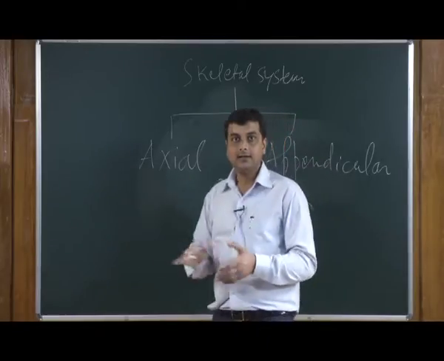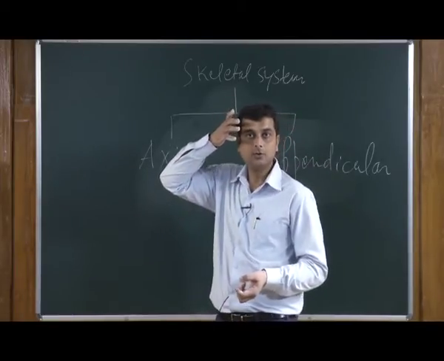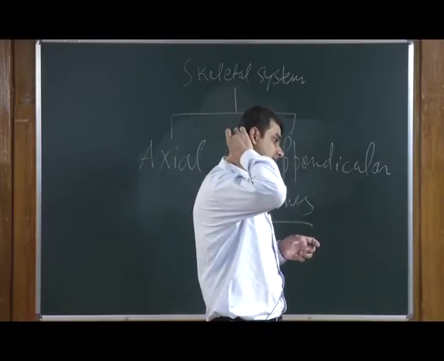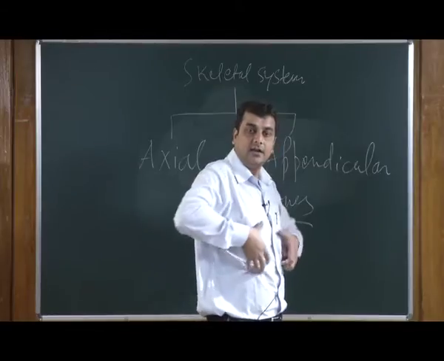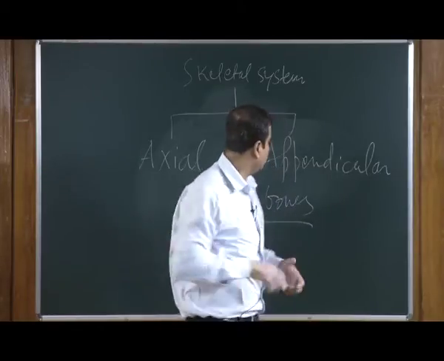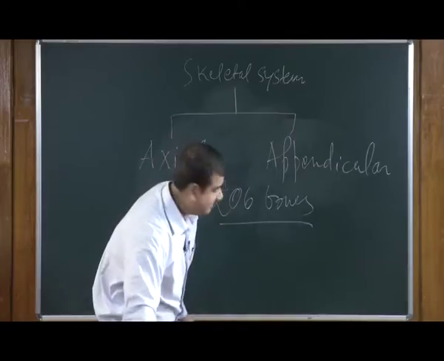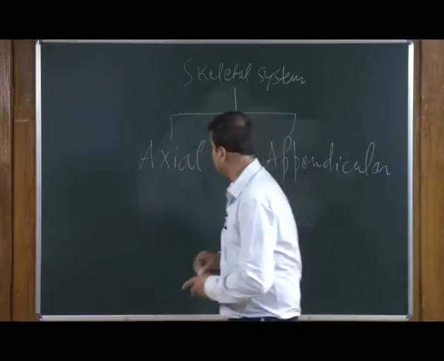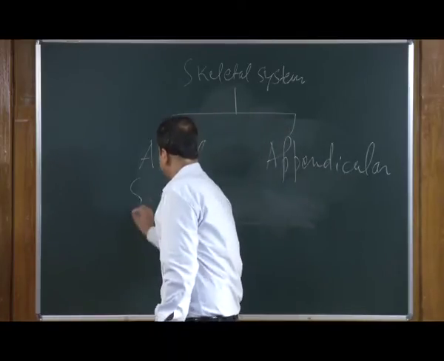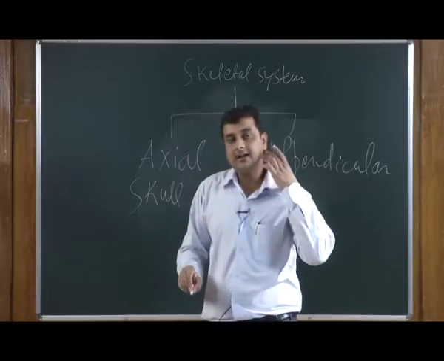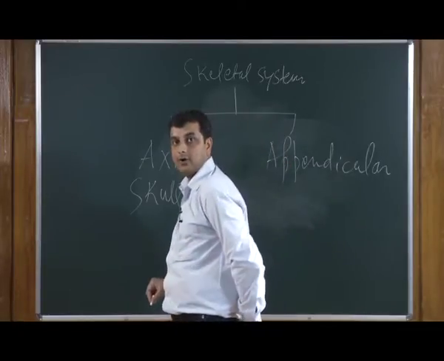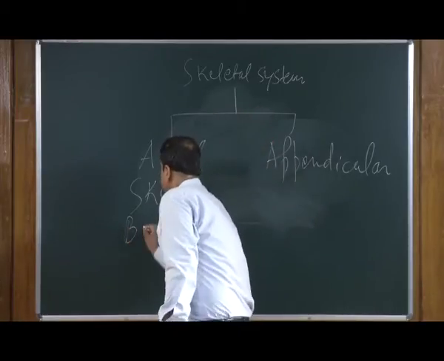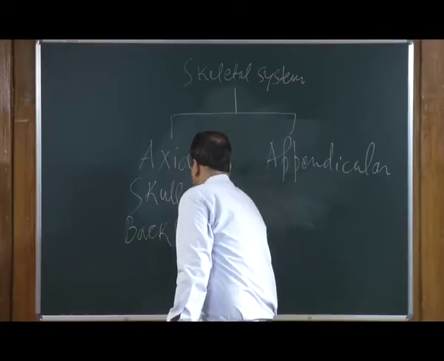So, in axial we have the head. If you see nicely, this head is nicely connected with this backbone, and this backbone is nicely connected with this rib area. So, what you have in the axial skeleton system is a starting axis, that is, this skull. The skull continues into the whole backbone, which we call the vertebral column. We can simply say backbone or vertebral column.